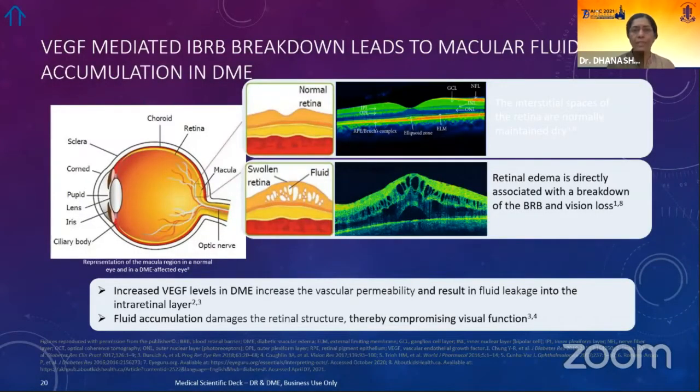So the VEGF-mediated blood retinal barrier breakdown leads to accumulation of fluid. So you see this is a compact retina, a normal retina which shows you compact layers, but with the slow accumulation of fluid, sometimes under the retina as well as intraretinal fluid, you see thickening of the retina and swelling at the macula, causing compromised vision.